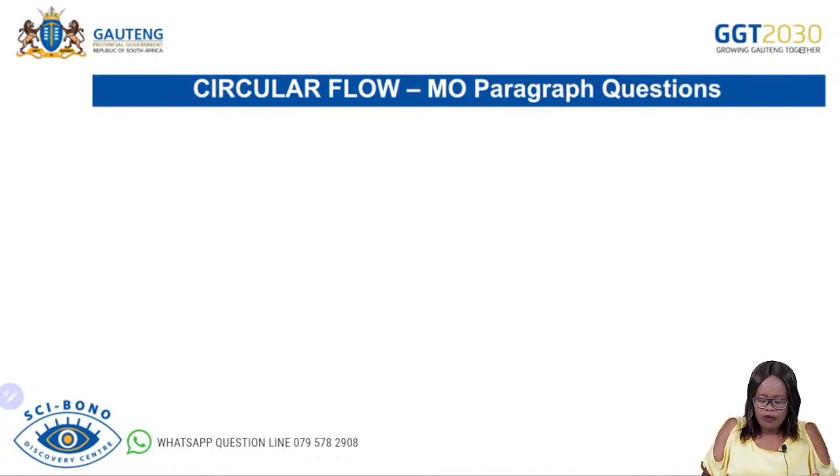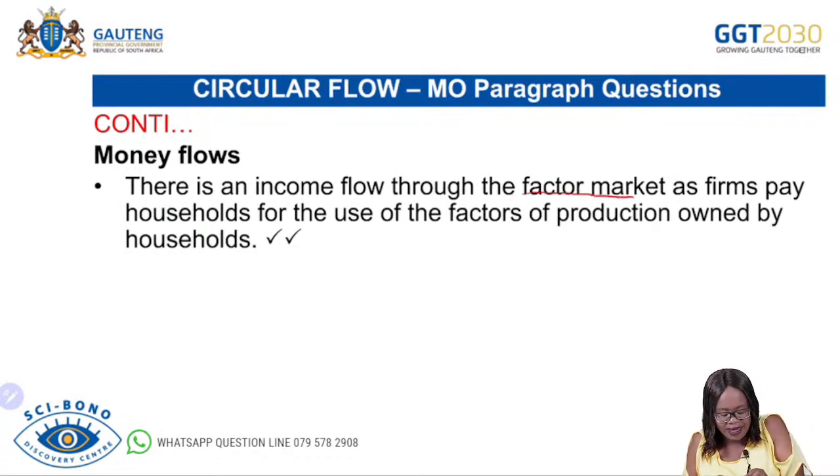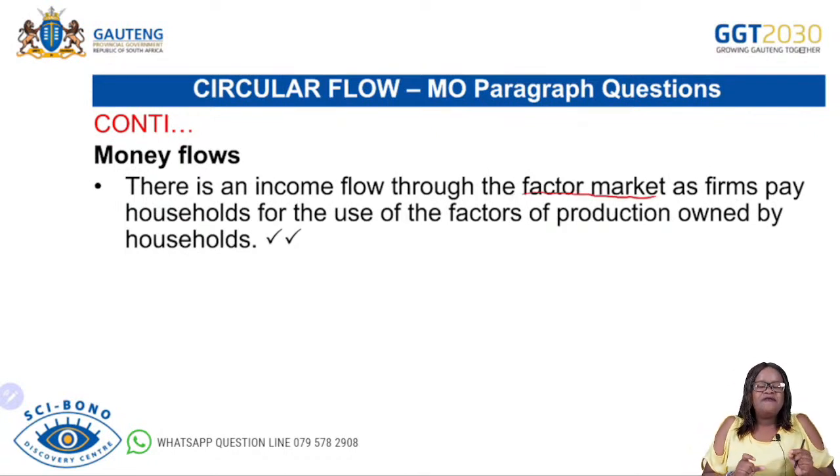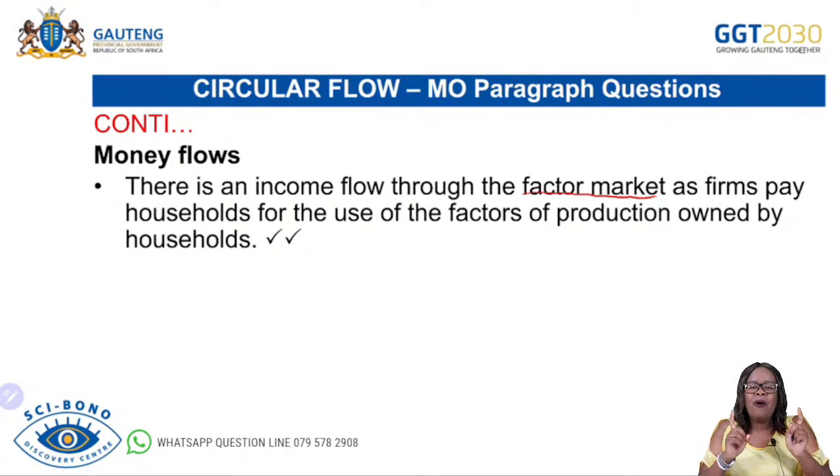Right. And then we move now to what? To the money flows with regards to the very same question. Now, when you're speaking now about the money flows, there is an income flow through the factor market once again, right? Through the factor market, as firms pay the households for the use of the factors of production that are owned by the households, as we have been reiterating.